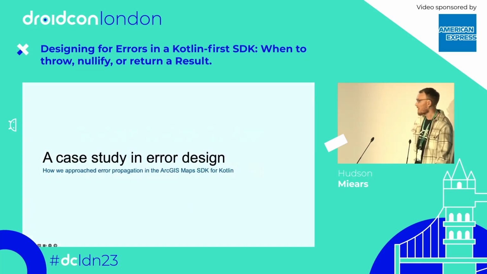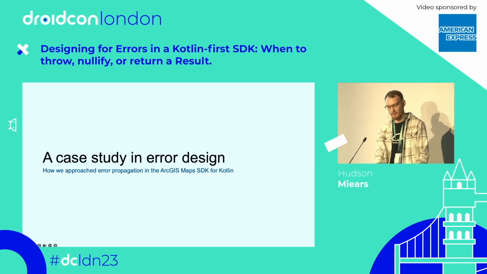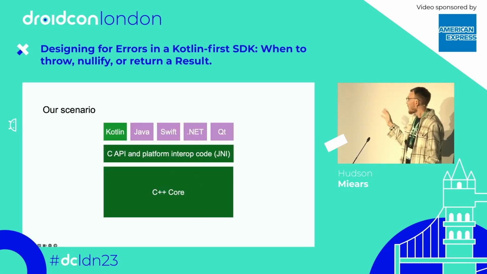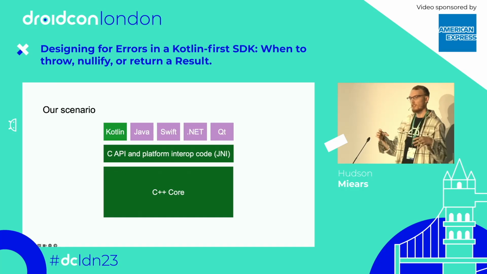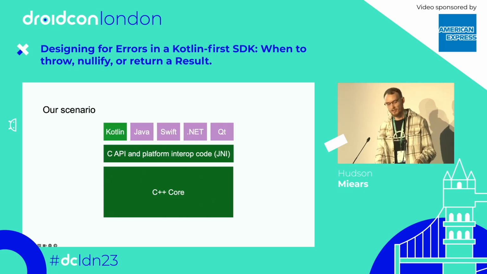All right, so now let's talk a little bit about our experience designing an SDK and designing for error. So how do we approach the error propagation? A little bit more background on our SDK. We actually build everything on top of a C++ core. This is where the actual implementation of the business logic is done.